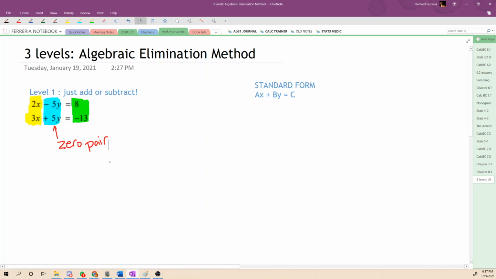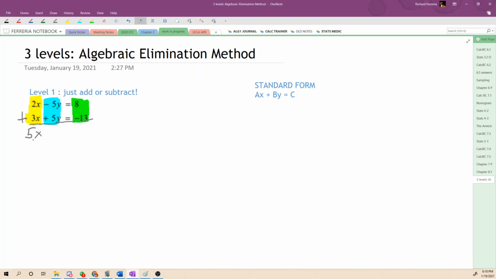I also noticed that in looking at the y's, I've got a negative 5y and a positive 5y, and that's a zero pair. If I added those together, I would just get 0. So I'm going to pretend that this is one big addition problem, and I'm going to add all of the yellow stuff together. That's a 2x and a 3x. They're like terms, so we should be able to combine the coefficients with the same variable. So 2x plus 3x is 5x.